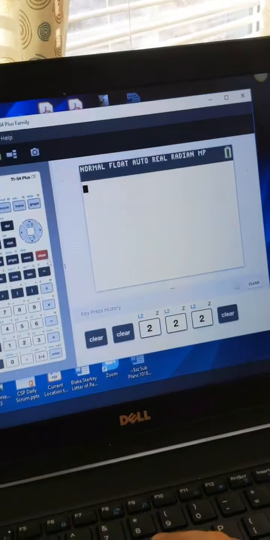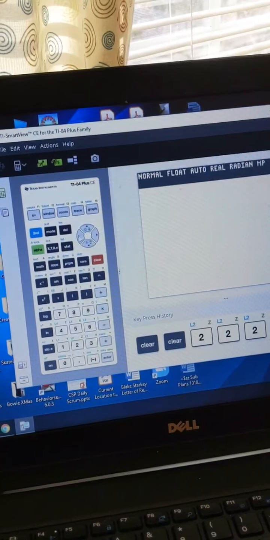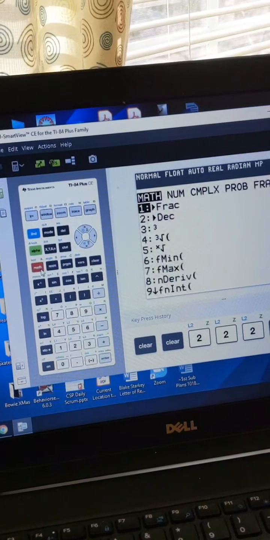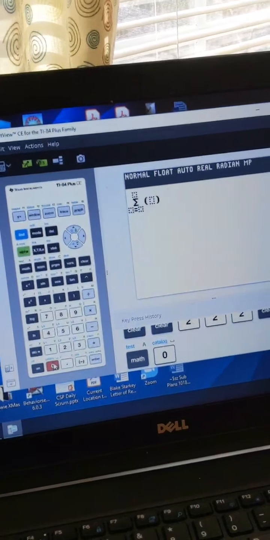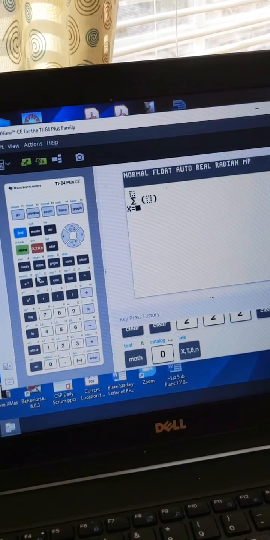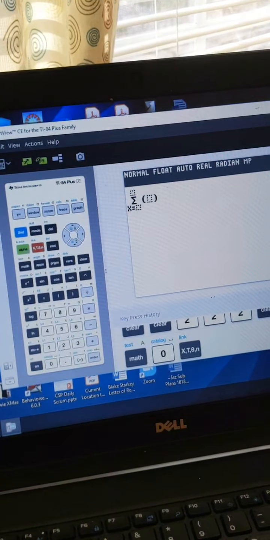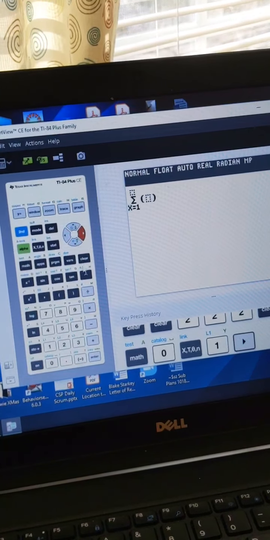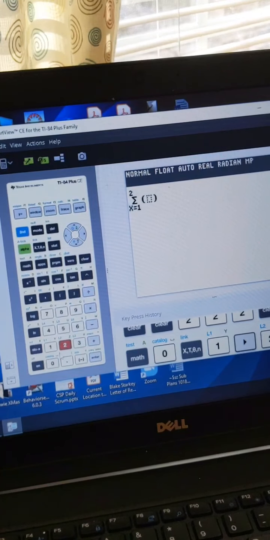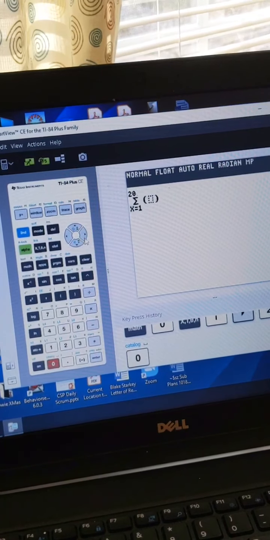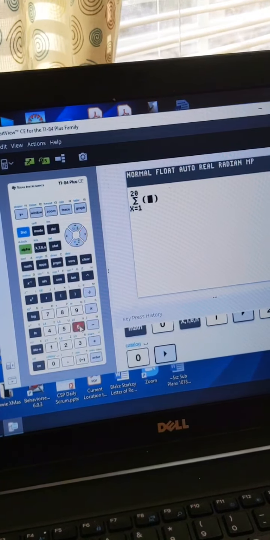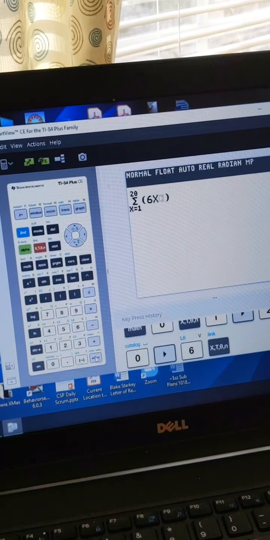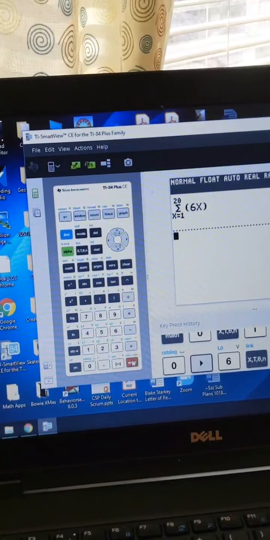Cool. A little button history, nice. Let's see, Math 0. Is the summation on there? X is 1. What are we going up to? 20? 6x. Oh, don't, that's the homework quiz answer.